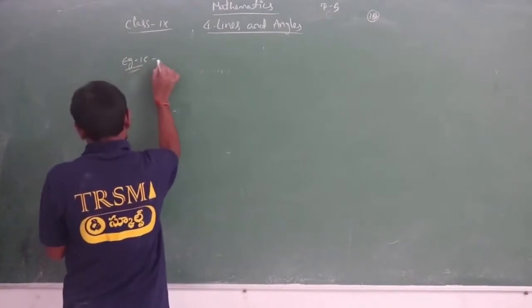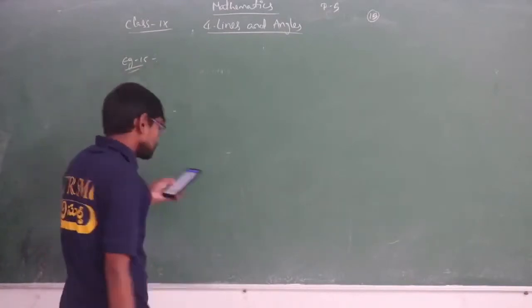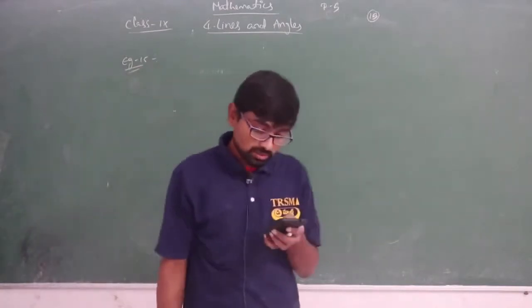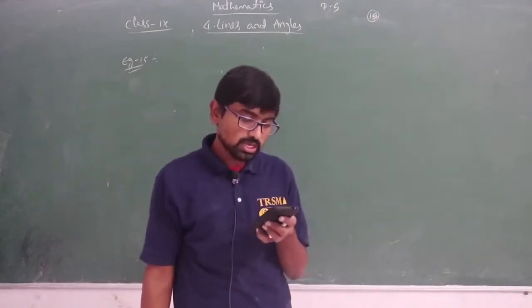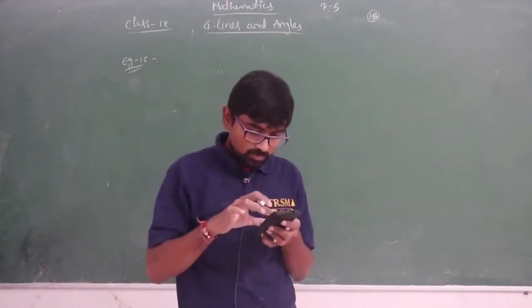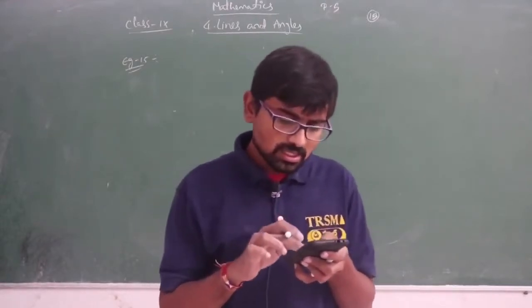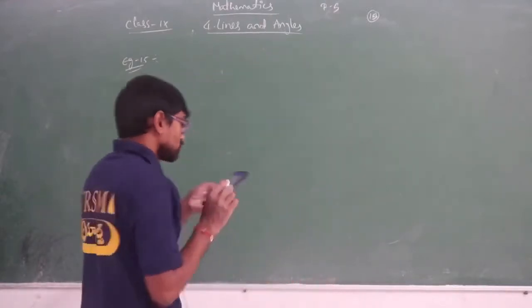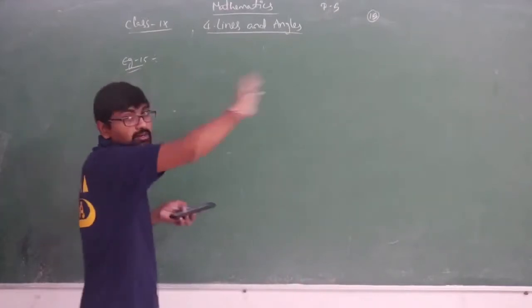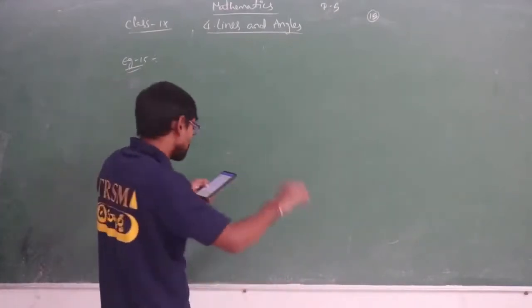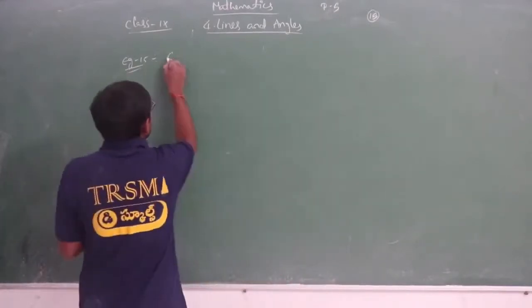Example 15. I am just reading the question. Actually there is a problem in the software, let it be. So here I have question number 15: in the adjacent figure, AB is parallel to QR. I am not writing the whole question, just the main points.